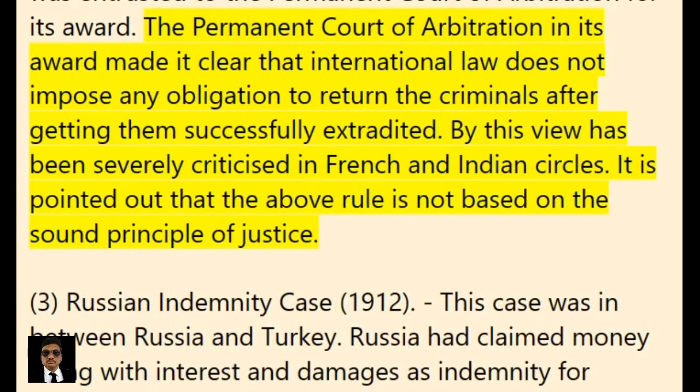But this view has been severely criticized in French and Indian circles. It is pointed out that the above rule is not based on the sound principle of justice.